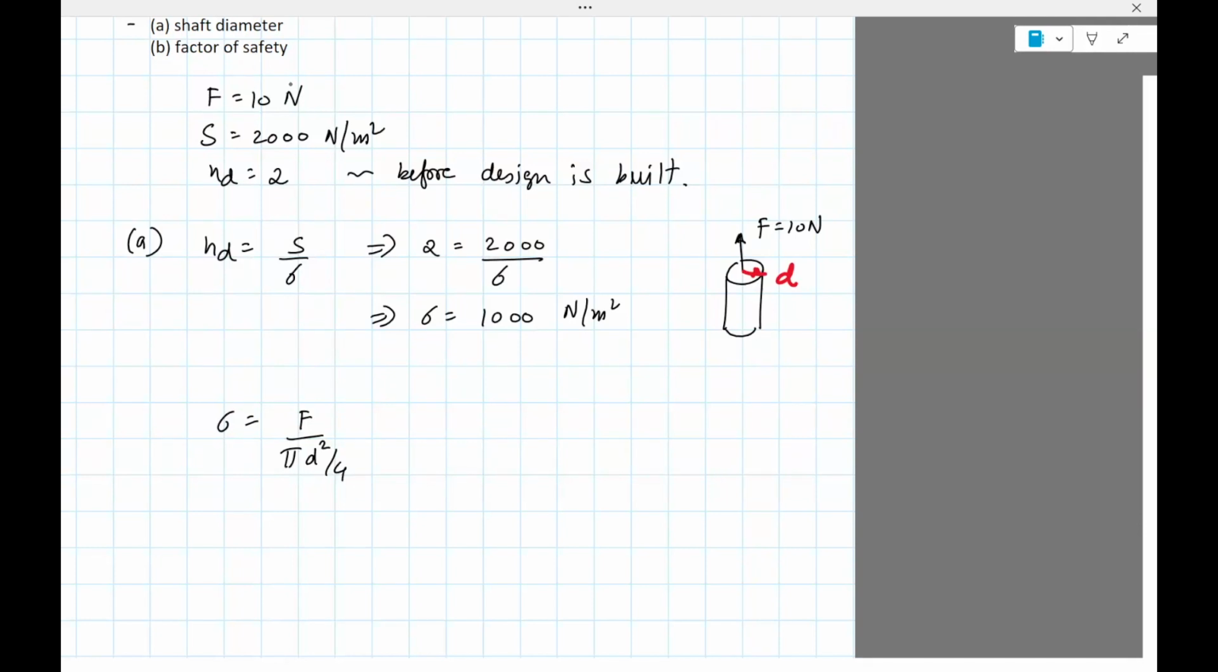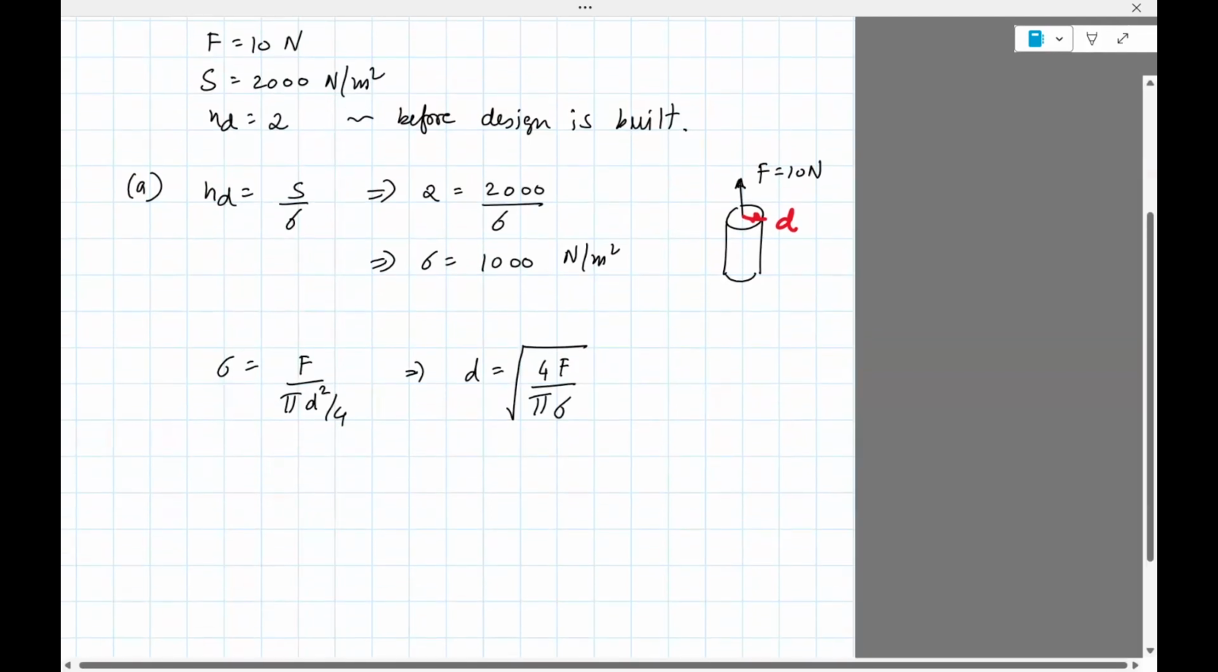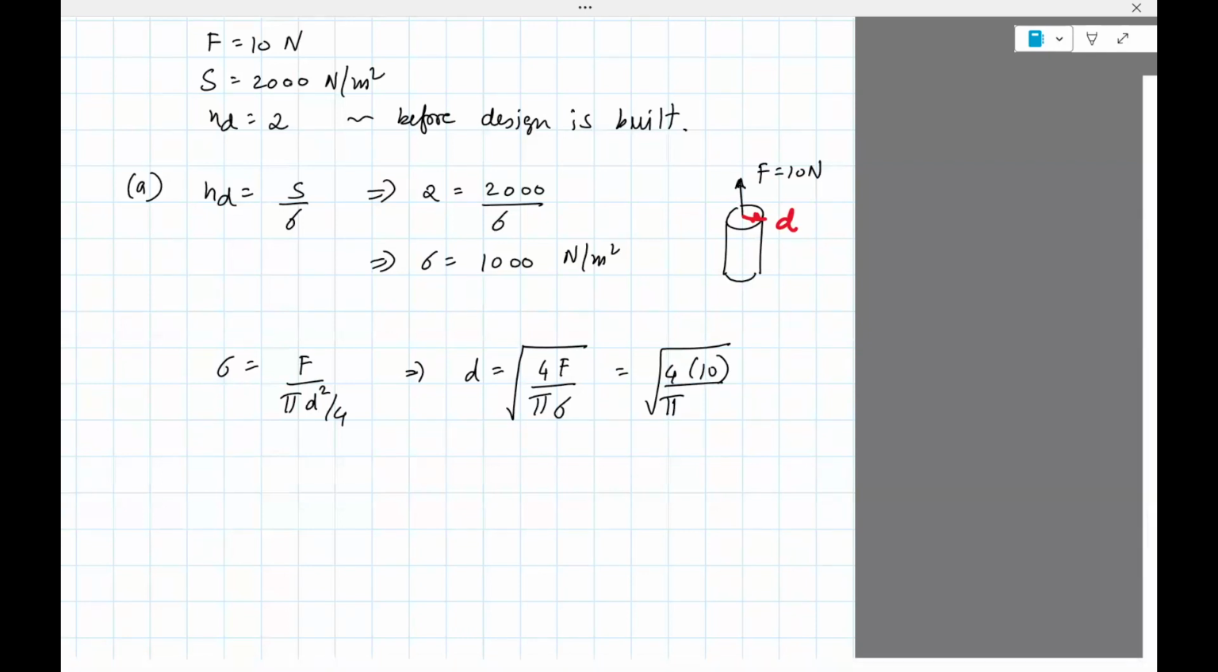So we can use this fact to solve for d. D is the square root of 4f divided by pi sigma. Okay, let's sub in the values. The force is 10, pi is 3.14, and sigma is 1000. Okay, so what I get from doing that computation is 112.8 mm.